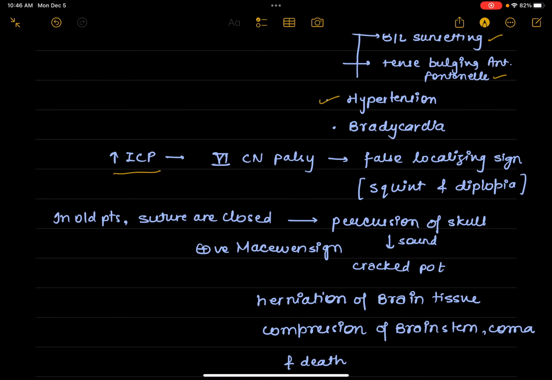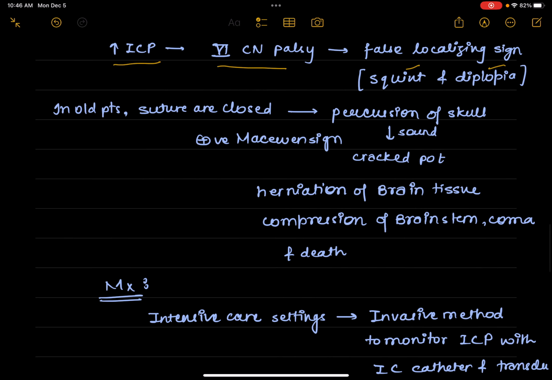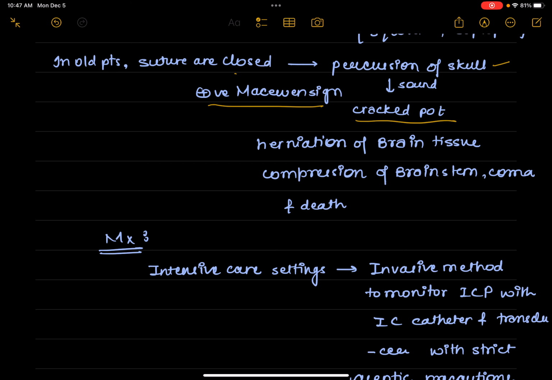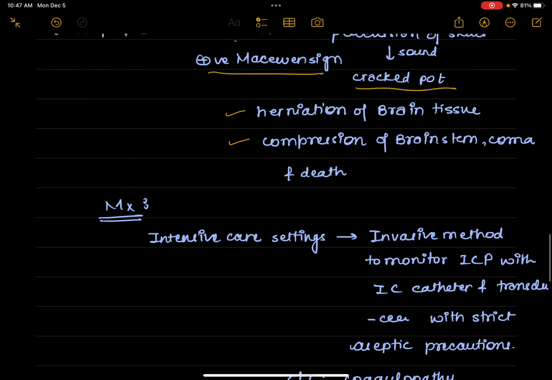If there is increased intracranial pressure, there will be sixth cranial nerve palsy, which will represent as a false localizing sign, squint, and diplopia. In older patients, sutures are closed, so if there is raised intracranial pressure, when we percuss the skull, there will be the sound of a cracked pot, and that is called positive Macewen sign. There is herniation of brain tissue and compression of brain stem, coma, and death.